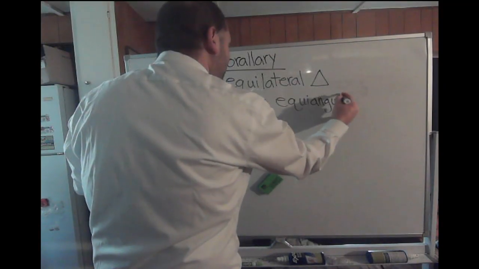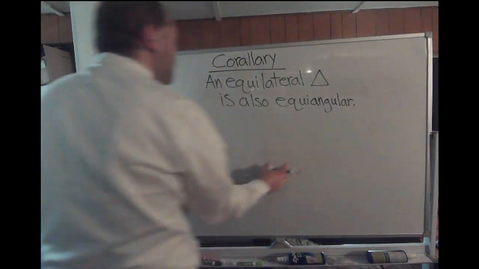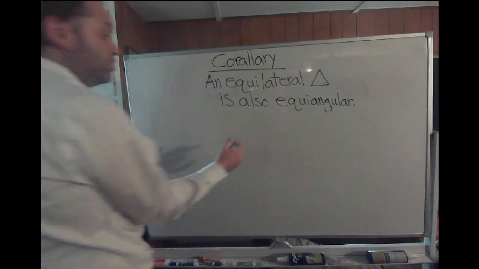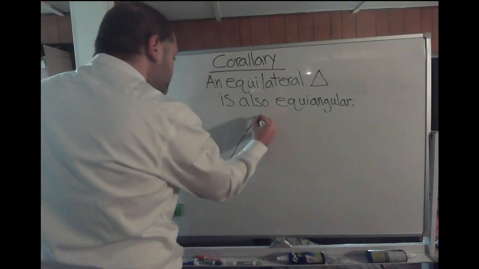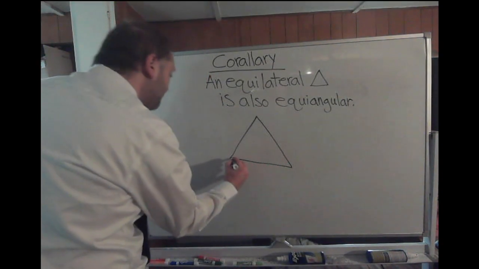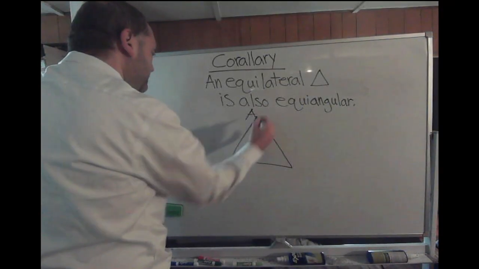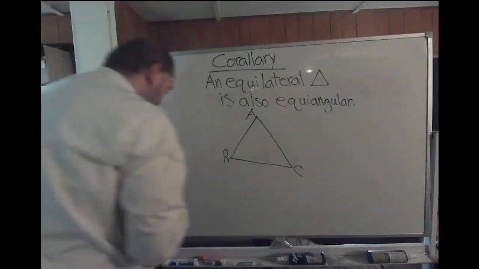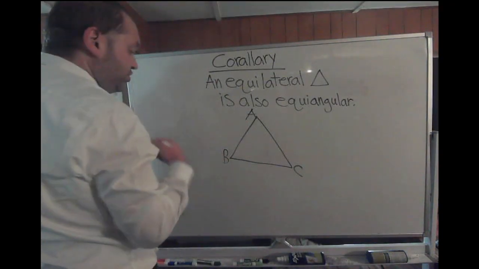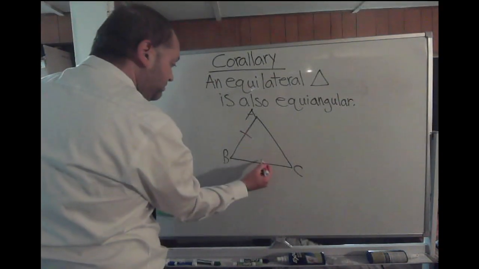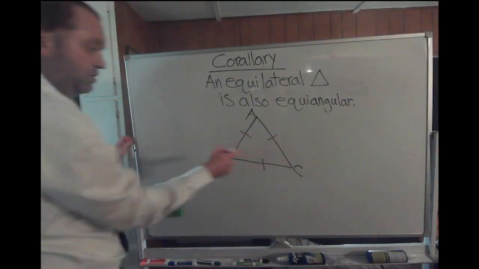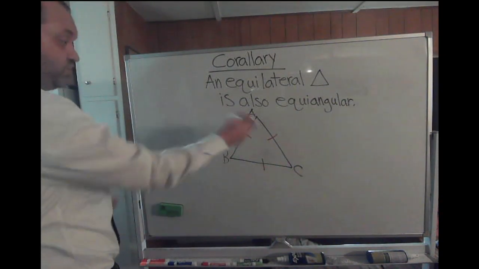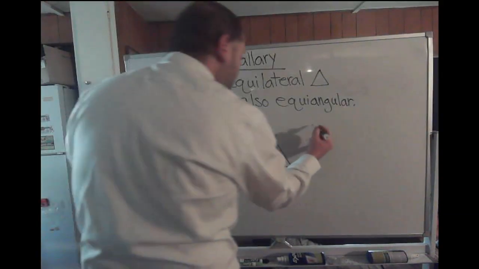Okay. So if an equilateral triangle is also equiangular, let's illustrate that here. We have A, B, C. So we have triangle ABC. We're going to mark sides AB, BC, and AC all congruent to each other. So in this case, this triangle is definitely equilateral.